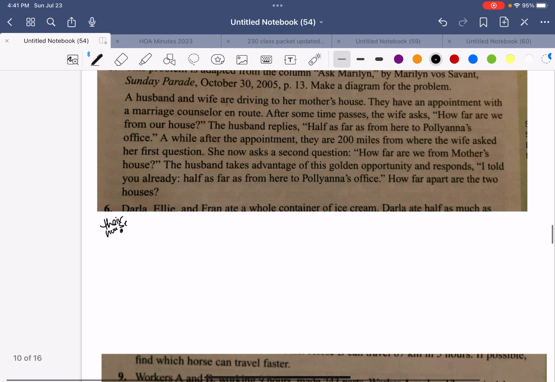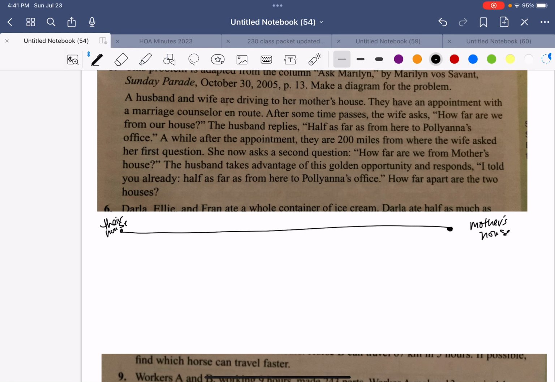And the mother's house is over here. So you're going from one end to the other, and somewhere in the middle is the counselor's. We don't know exactly where, but I'm just going to throw it somewhere in the middle. It says they have an appointment with the marriage counselor en route.